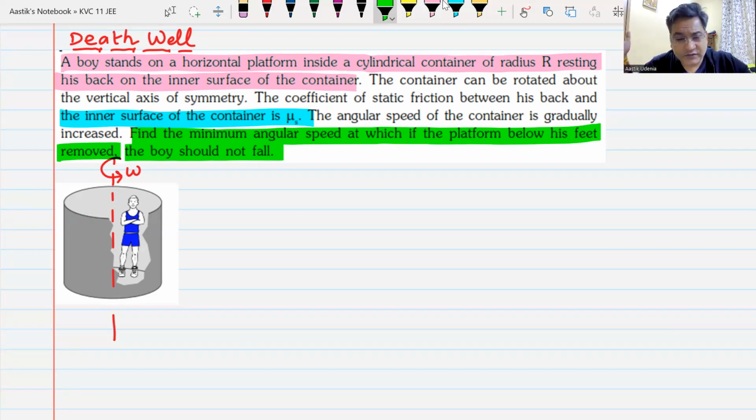Why does the man not fall? Well, that is the question. He hardly knows anything about physics. He has not studied Newton's law, does not know static friction and all. We know it. Can we tell him why he's not falling? We have 2 minutes to do this. The death well problem.